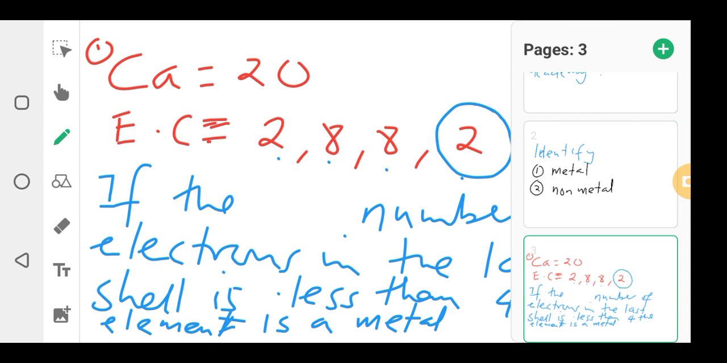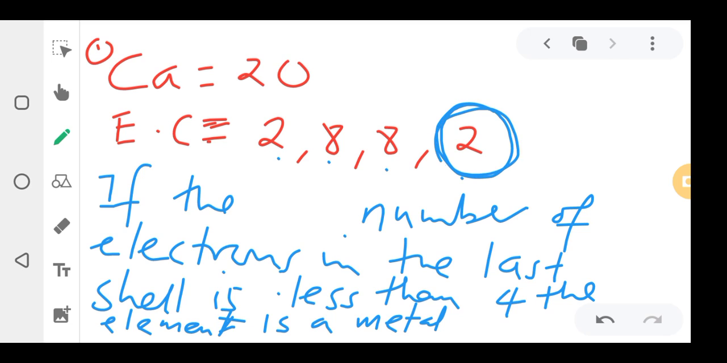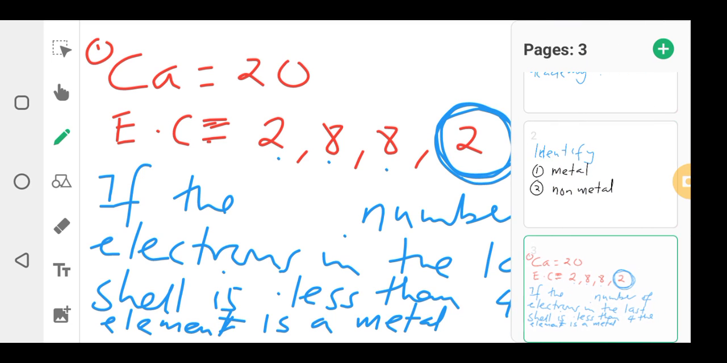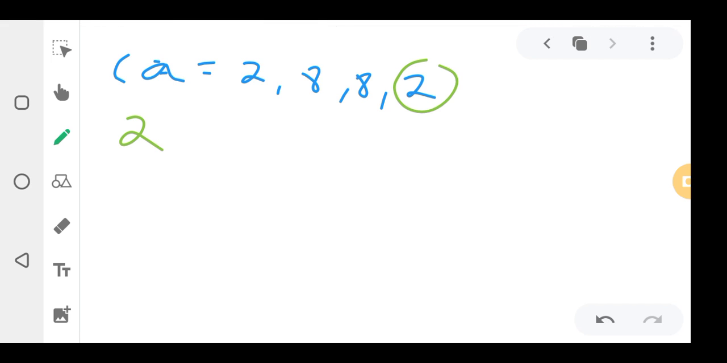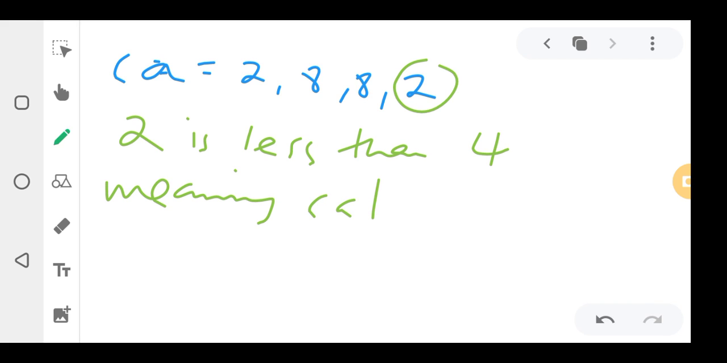For example, this calcium, have you seen calcium? The last shell has got 2, and 2 is less than 4, so meaning calcium is actually a metal. As I said, calcium is 2,8,8,2. So the last shell here is 2. So 2 is less than 4, meaning calcium is a metal.